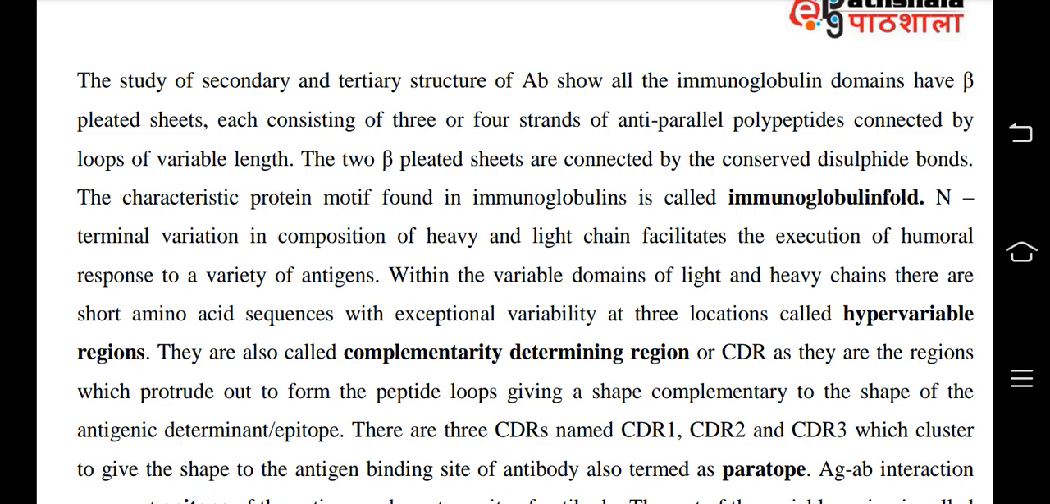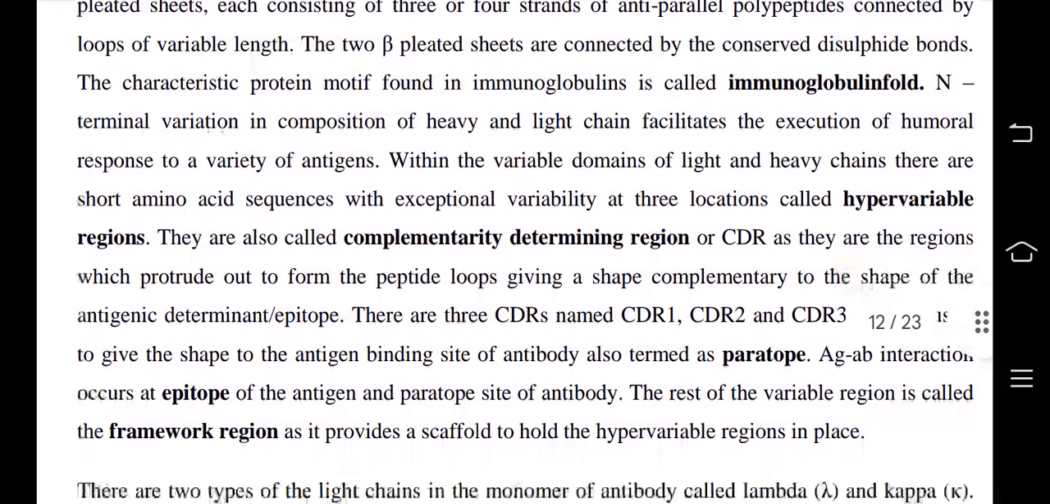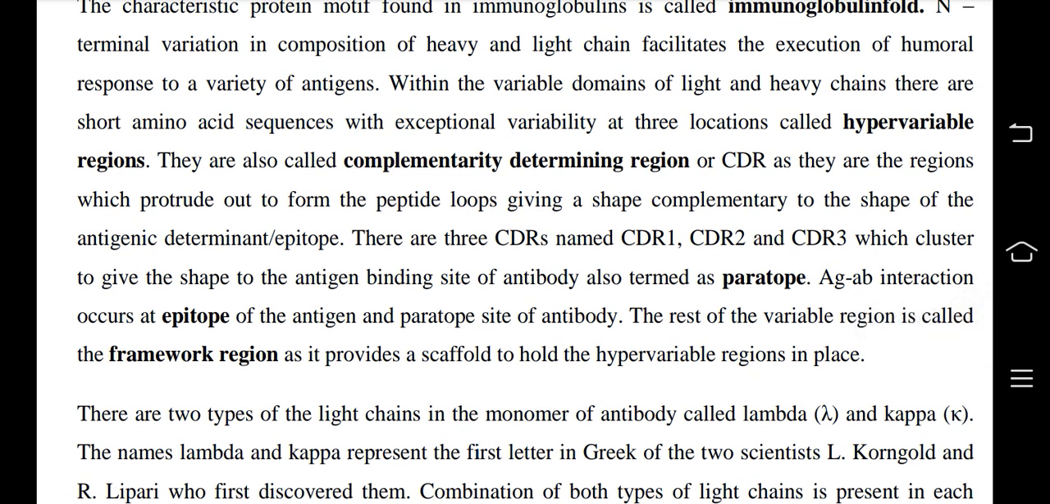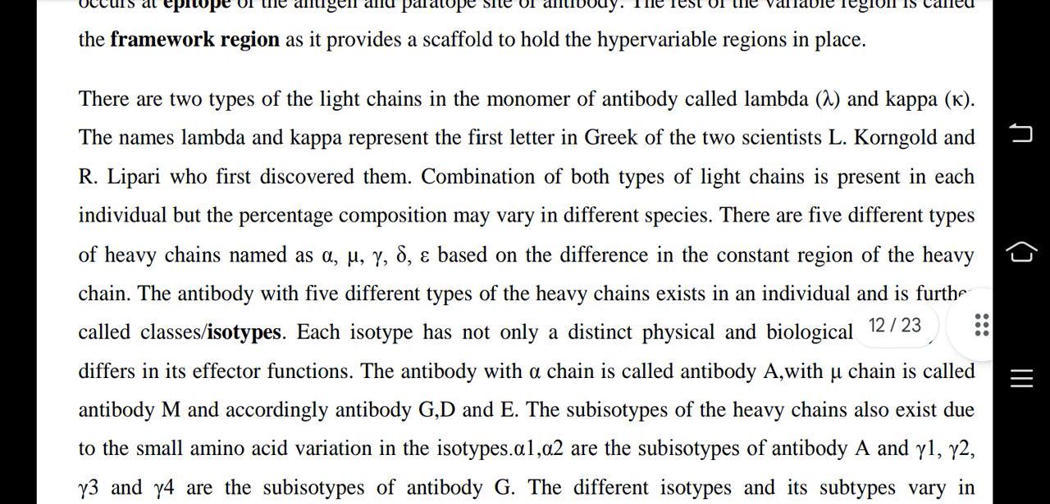There are three CDRs named CDR1, CDR2 and CDR3 which cluster to give the shape to the antigen binding site of antibody, also termed as paratope. Antibody-antigen interaction occurs at the epitope of the antigen and the paratope site of antibody. The rest of the variable region is called the framework region, as it provides a scaffold to hold the hypervariable regions in place. There are two types of light chain in the monomer of antibody called lambda and kappa.